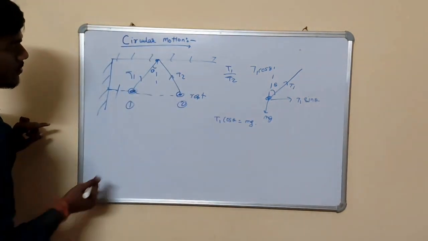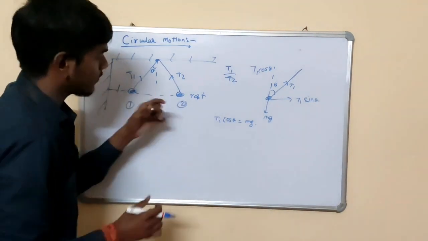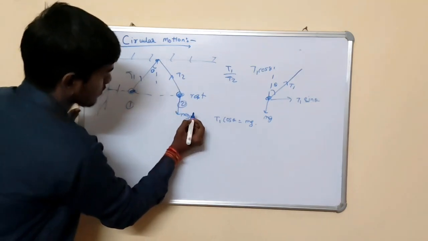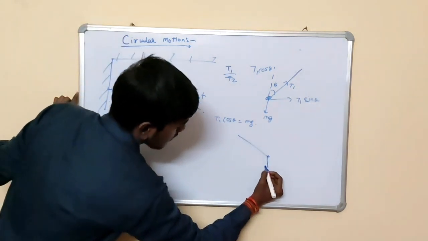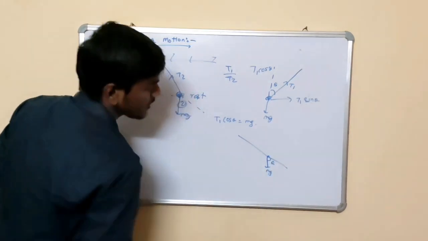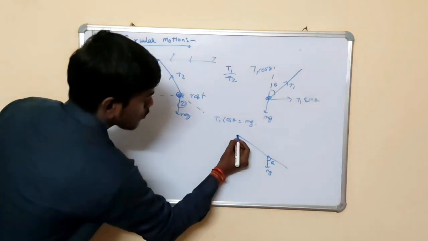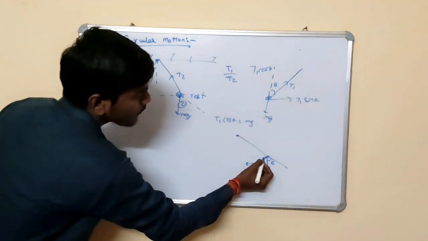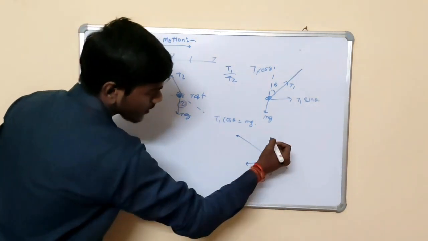But in the second case, the particle is at rest. Mg is acting downwards and this angle is theta. So it is performing circular motion, so it will try to come back in this way. So what will be the force which helps the particle to come back?